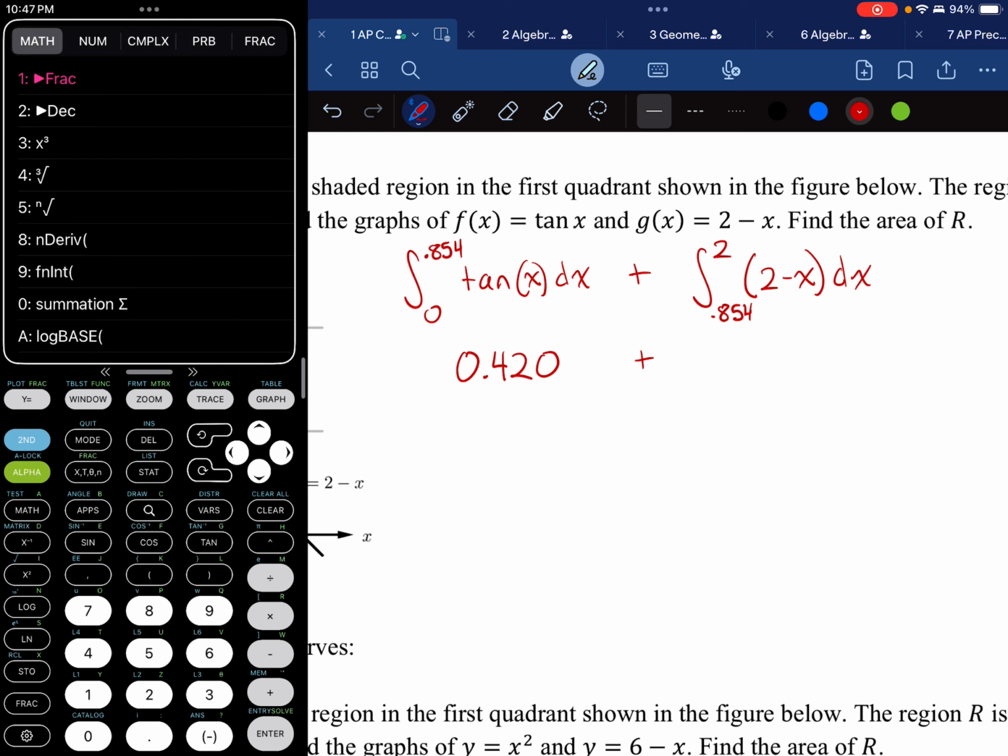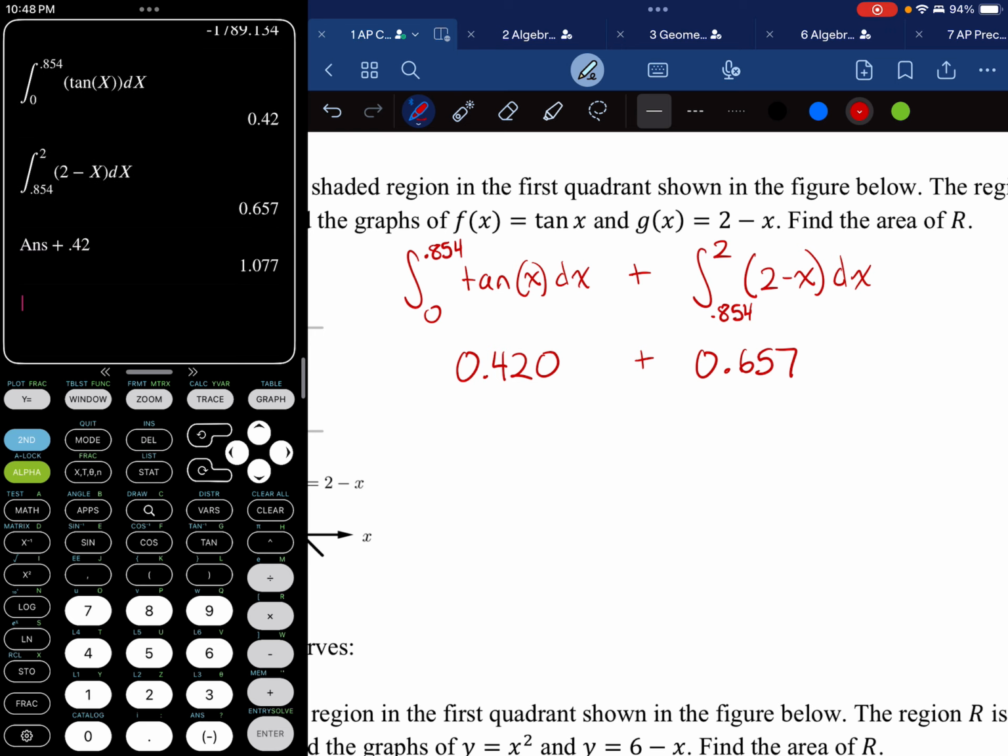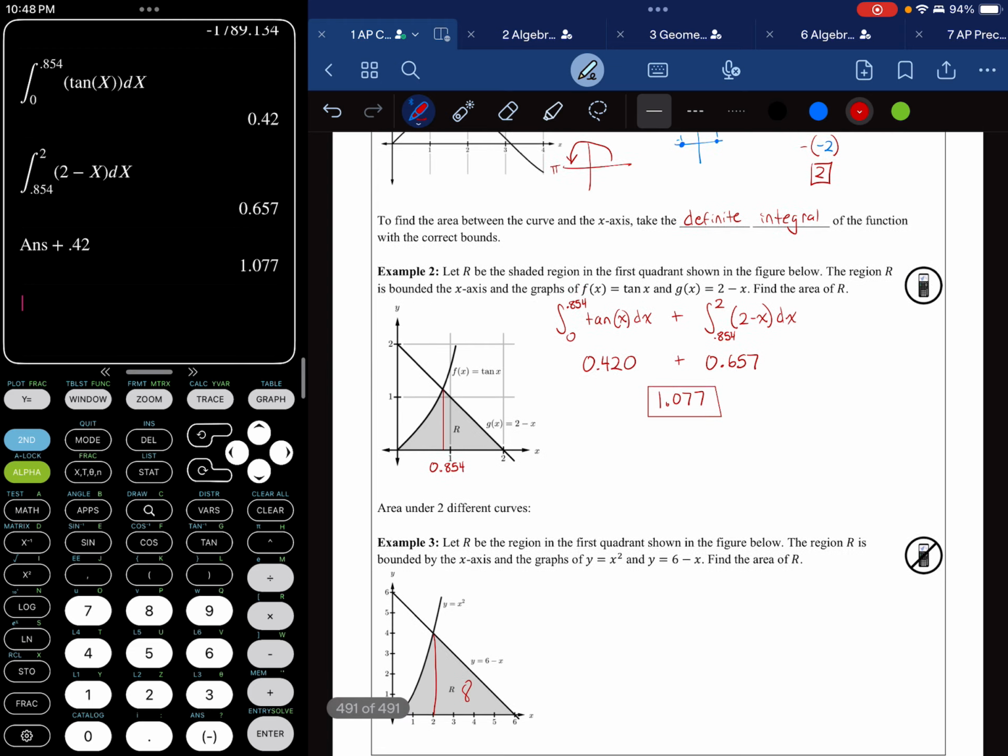It's going to be math 9, integral between 0.854, the point was actually entered correctly, to 2 of 2 minus x, and we get 0.657. Excellent. And then we can just add those together. So we add that with 0.420, and we get our final answer of 1.077. That was a terrible block. Let me try to do that again.